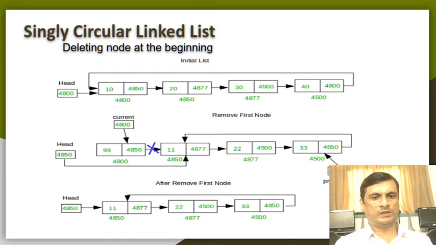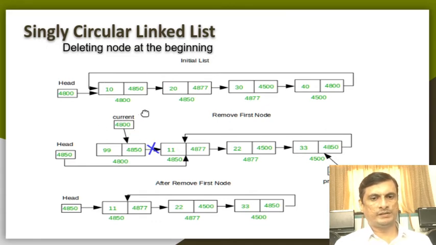When I have to delete the node at the beginning, in the deletion case I need 2 pointers, the previous and current pointers, which will be pointing to the existing circular linked list and will be useful for traversing it. So keep the current pointer fixed, pointing to the very first node. Here I have a circular linked list of 10, 20, 30, 40, and I have to delete the very first node. So this node needs to be deleted.